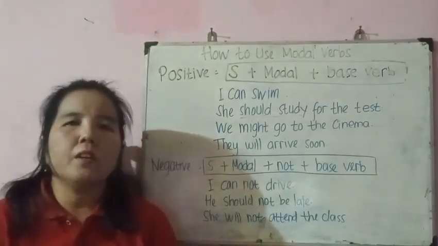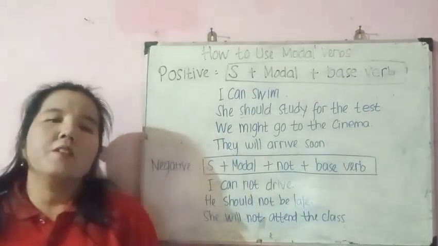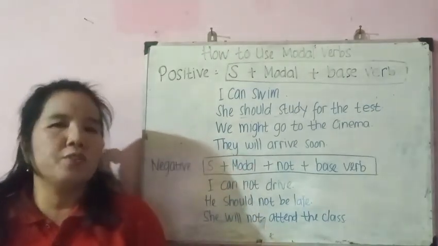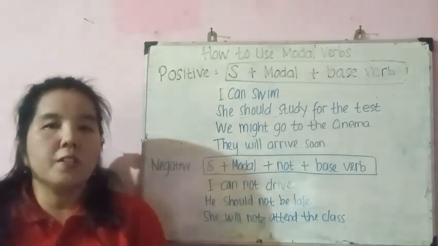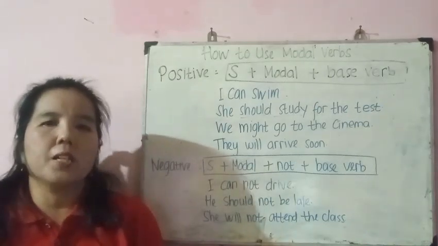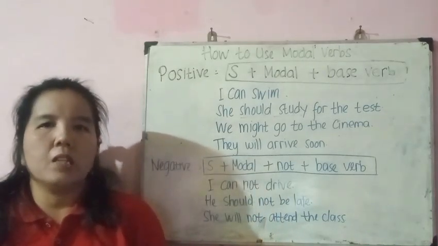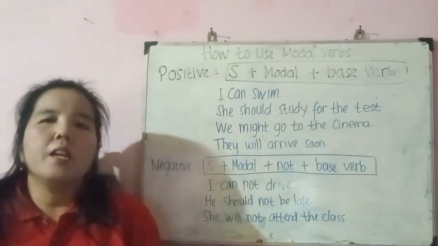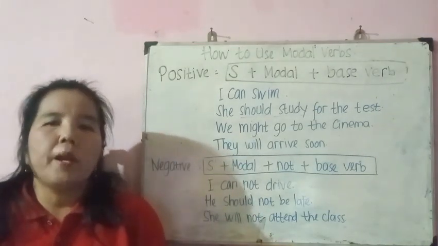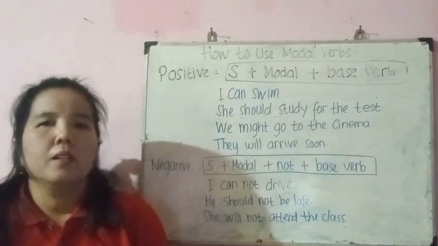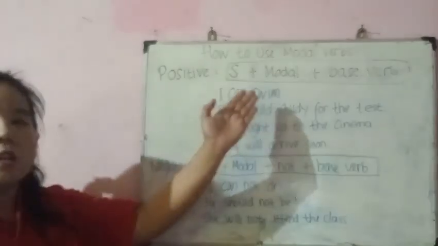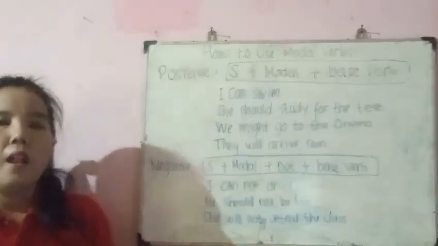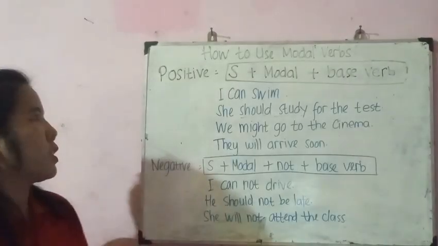Now that we have talked about the meanings and uses of modal verbs, let's continue by learning how to use modal verbs in different sentence types: positive sentences, negative sentences, and questions. First, positive sentences. In a positive sentence, the pattern is very simple. That is, subject, modal verb, plus the base form of the main verb. Let me give you some examples.